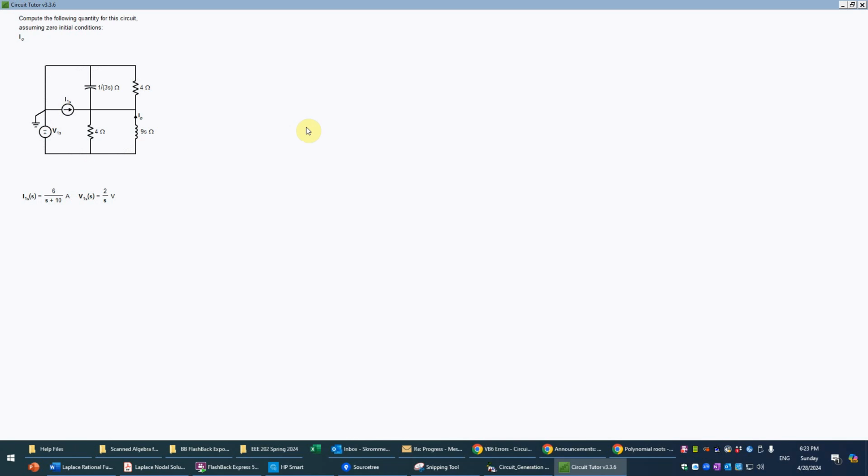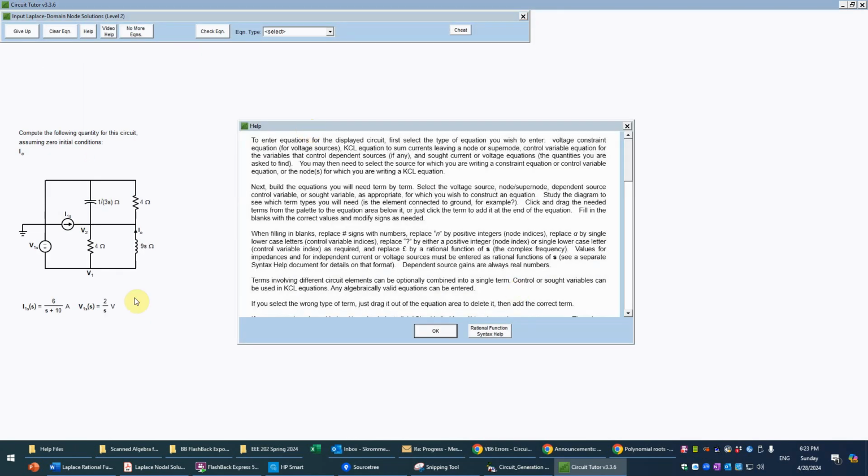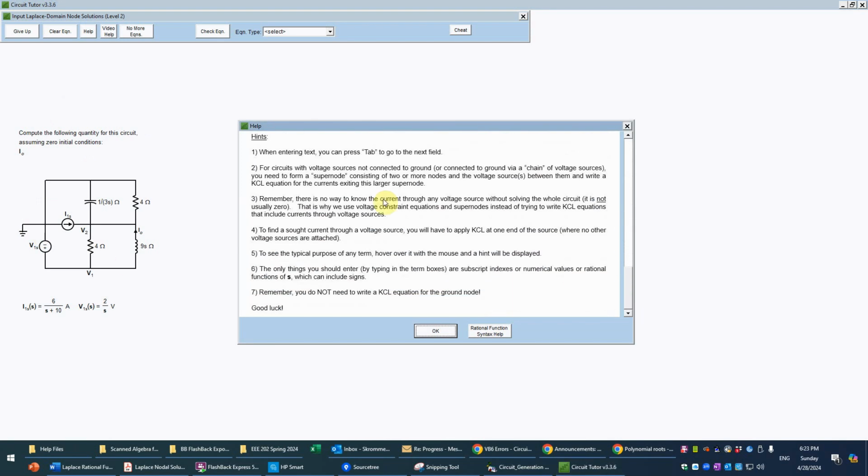And then the problem will be redrawn with that reference node. Now we have the general instructions here about how to enter the equations. And also, again, if you need any help on the rational function syntax, that's always available from the help menu, which you can get through this button, or it's available right now if you want to see the rules for entering functions in the Laplace domain.